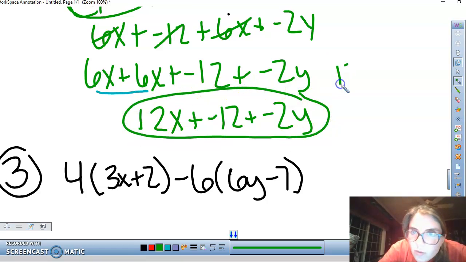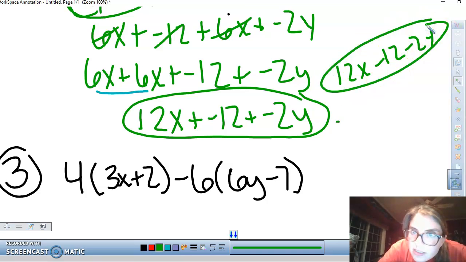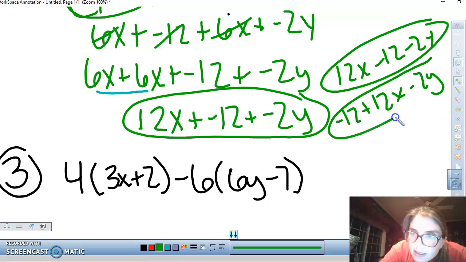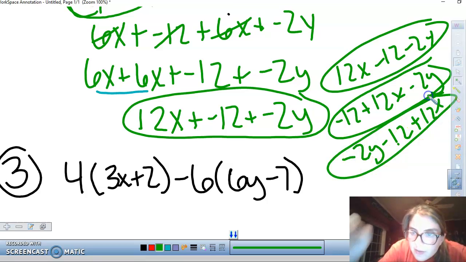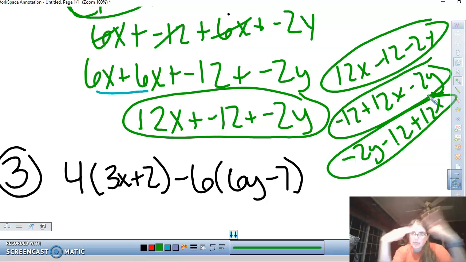It could say 12x minus 12 minus 2y. That could be an answer. It could say -12 plus 12x minus 2y. Could say -2y minus 12 plus 12x. That could be an answer. They all mean the same thing. They're just in different orders. All right.